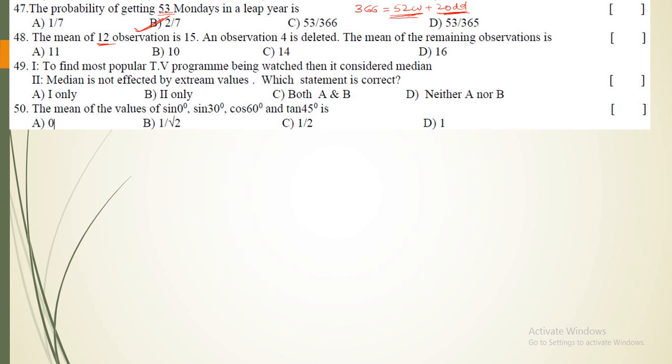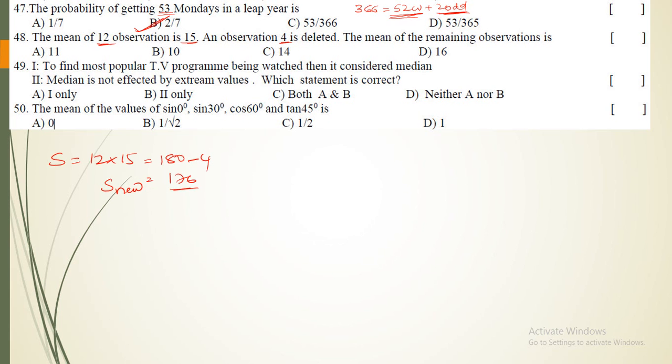Next, the mean of 12 observations is 15. So from that, the sum of those values is nothing but 12 into 15, which is nothing but 180. Now an observation 4 is deleted. So from this, 4 is deleted. What am I going to get? 176. So this is the new sum, right? After deleting, the new sum is 176.